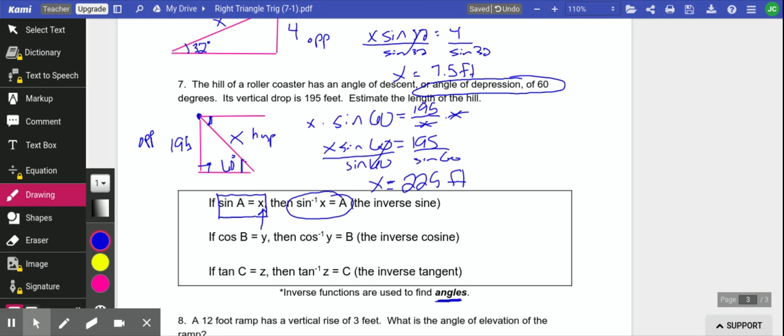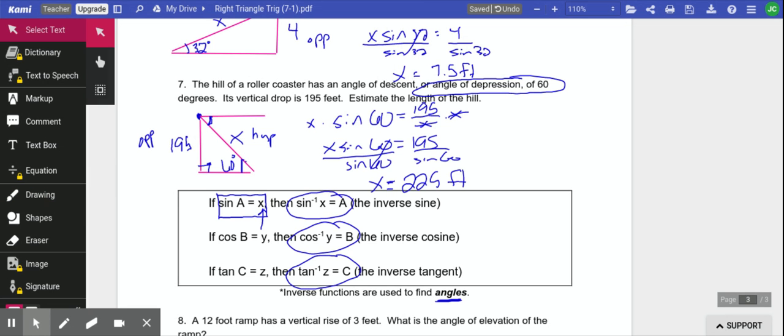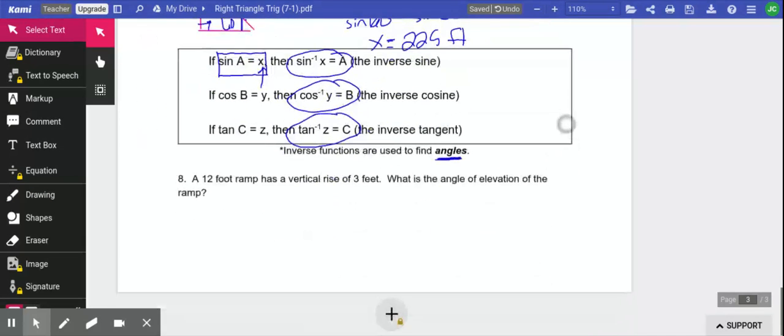You already did this in geometry, so I don't want you to get hung up on this, but we have inverse cosine and inverse tangent. On your calculator, those are above the sine, cosine, and tangent buttons. I'm sure you've used them and seen them.